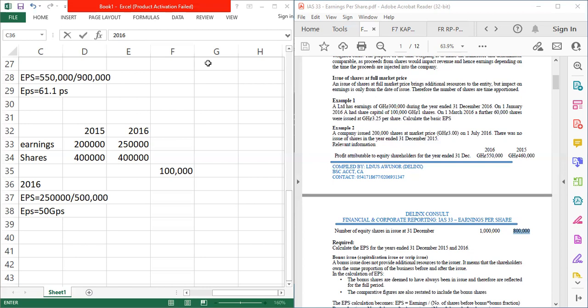So if you want to do weighted average, what you do is that you can just multiply the bonus issue by 12 over 12. It will be the full year, so 12 divided by 12. It will still give you the same value of the shares. So for bonus issue, we don't even do that weighted average. We don't consider time.